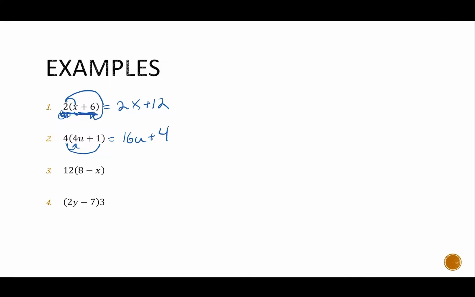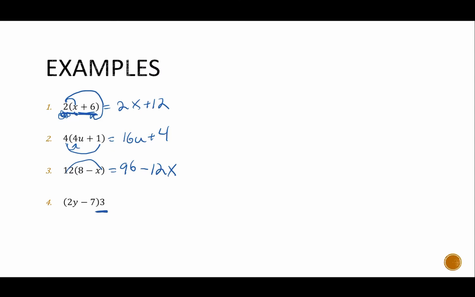It also distributes over subtraction. Remember, addition and subtraction are just opposites of each other, really. So I'm going to have 12 times 8, which is 10 times 8 is 80, 2 times 8 is 16, 96. And then 12 times a negative x gives me a negative 12x.